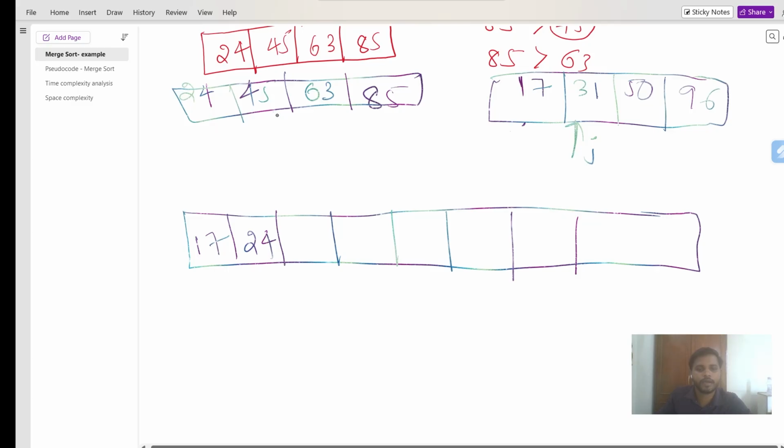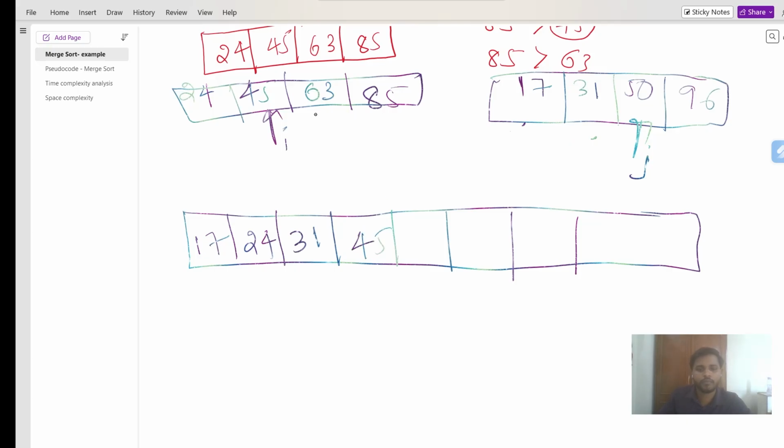Now after that my I pointer will be here. Now again 45 is compared with 31, which one is smaller? 31 is smaller, I am going to place it and I am going to increment my J pointer. Now again 45 is compared with 50, which one is smaller? 45, so I am going to increment my I pointer.